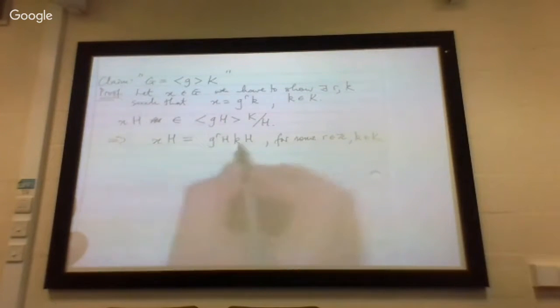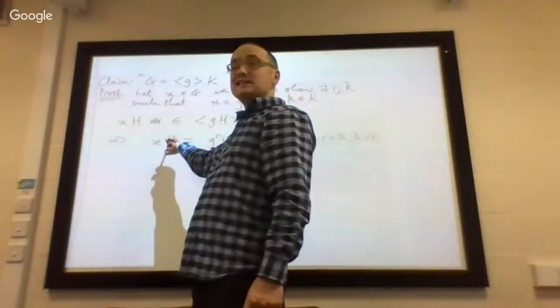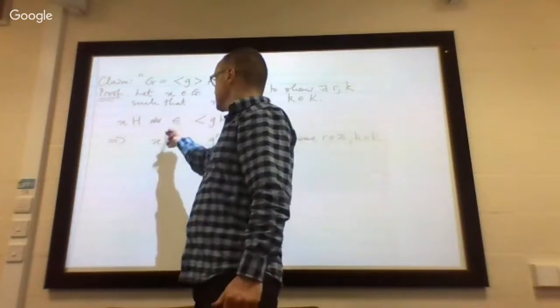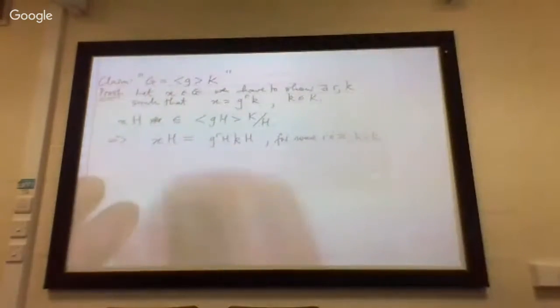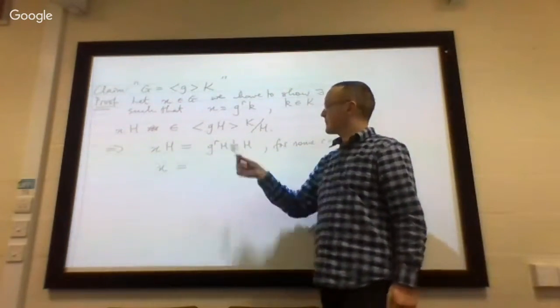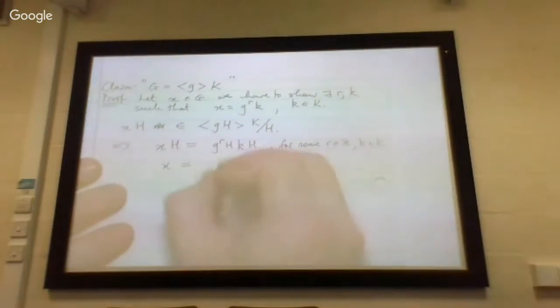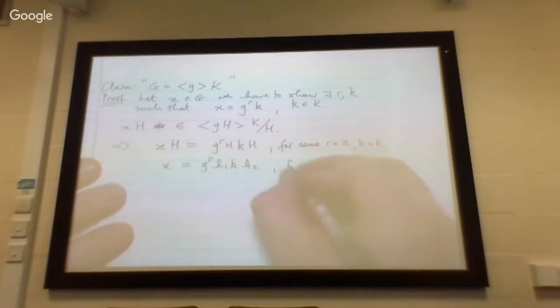So this coset here is equal to this coset. Now, one of the things that's in this coset on the left is X itself. Remember, H is a subgroup. It contains the identity element, E. So one of the things in this set, remember this is a coset, is X times E, namely X itself. So that means the element X must be one of the things in here. And one of the things in here will be a G to the R times H1 times K times H2, for some little H1, little H2 in H.